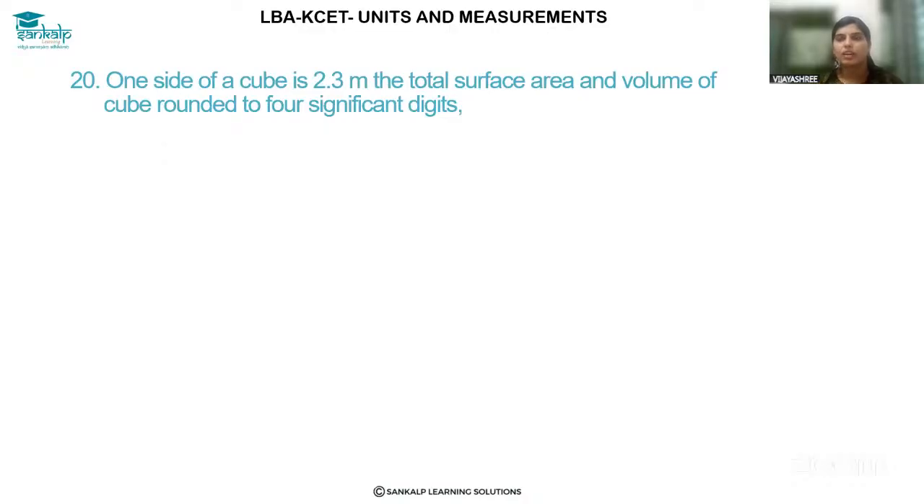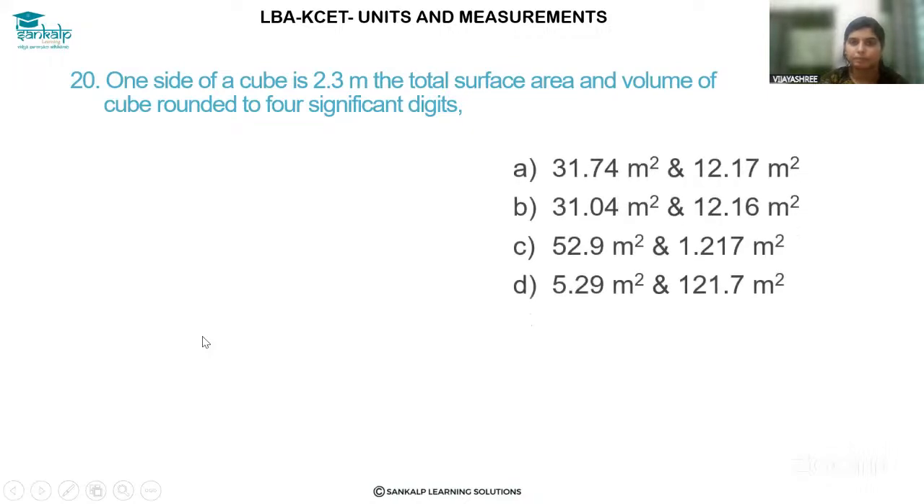Hello everyone, welcome to Sankalp Learning Solution. I am Vijay Shri. We are discussing LBA-KCET questions of the chapter Units and Measurements. Let us look at question number 20. One side of a cube is 2.3 meter. The total surface area and volume of the cube, rounded to 4 significant digits.